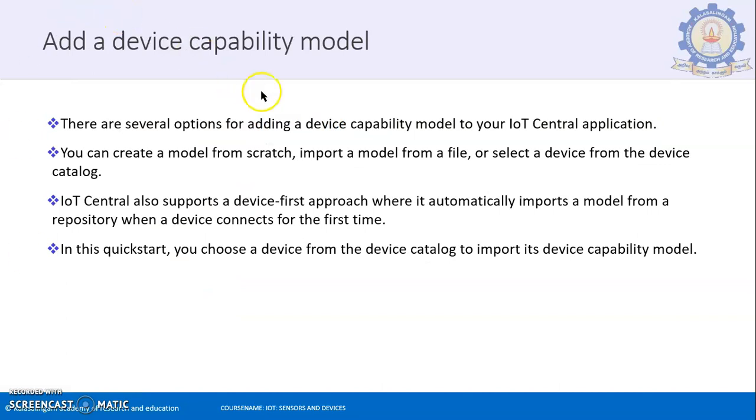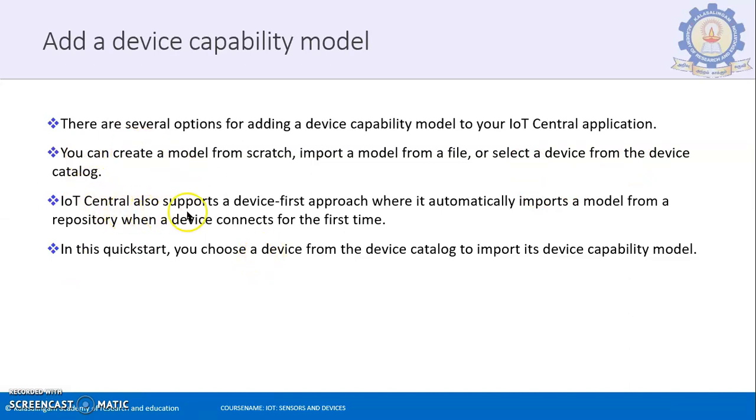There are several options for adding a device capability model to your IoT Central application. There are several ways you can create this. You can create a model from scratch or import a model from a file. That is, you get a particular source from your friend or a person elsewhere, or select a device from the device catalog. Either of these methods can be used.